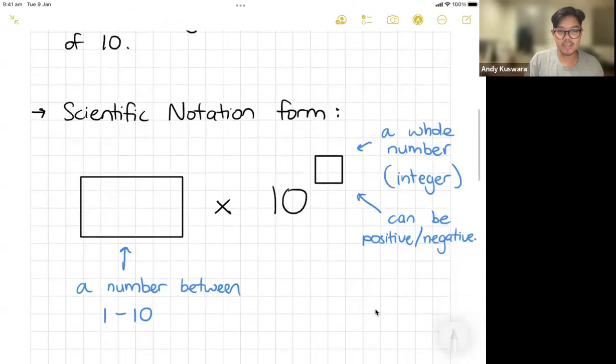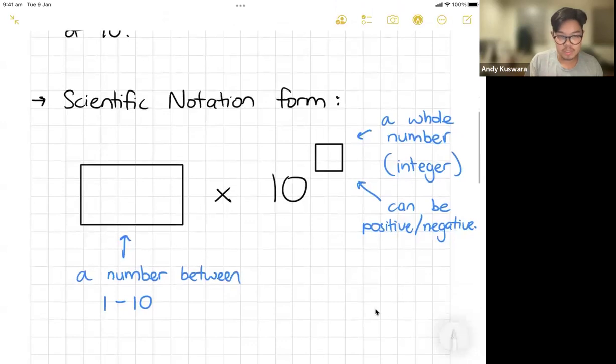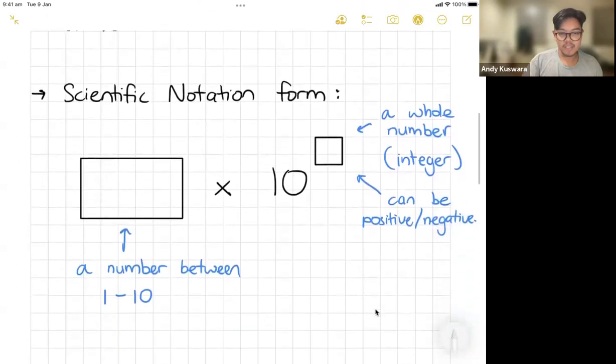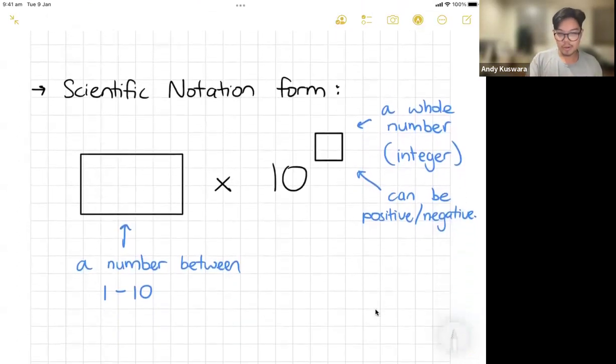And this is the way that the scientific notation form looks. By the way, if you need to, please write this down. Pause the video if I'm going too fast. Pause it. Once everyone's caught up, let's move on. Now, the way scientific notation form works is you have some sort of number and you multiply it by 10 to some sort of power.